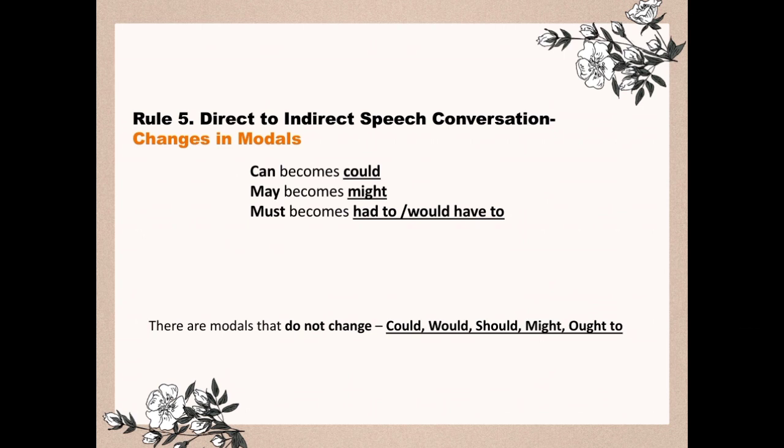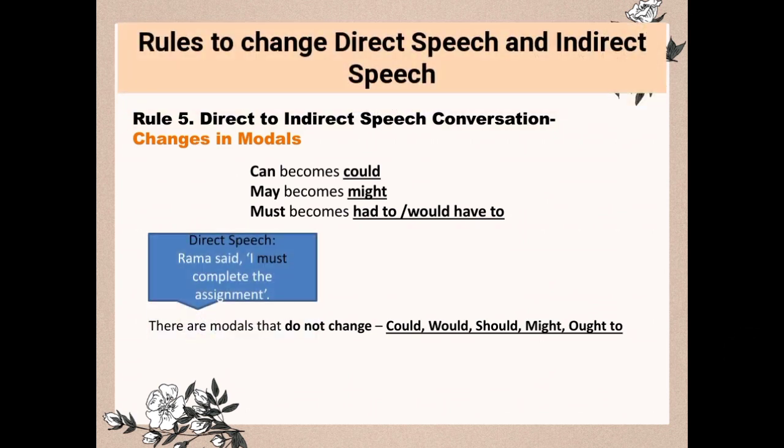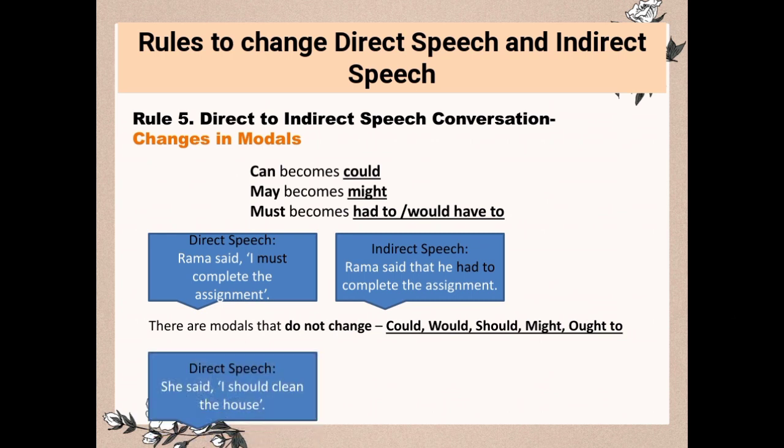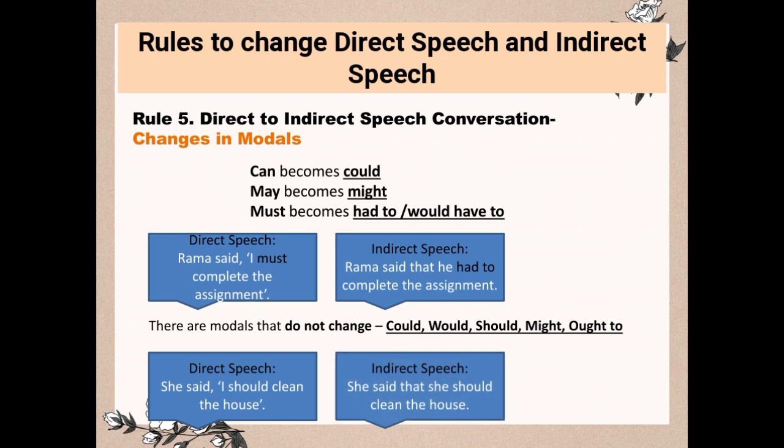So another example is: Rama said, "I must complete the assignment." So must becomes had to or would have to. Rama said that he had to complete the assignment. So there are modals that do not change, such as could, would, should, might, ought to. For example, she said, "I should clean the house." The modal is should and it is not changed. So she said that she should clean the house.